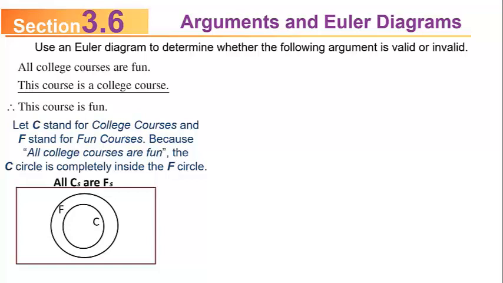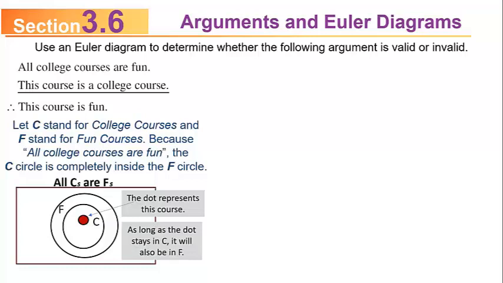And that's the Euler diagram for all C's are F's. So if you look at a representative course in our argument, you can see that as long as the dot stays inside the college courses circle, the C circle, it will also be inside of this F circle, which is the fun courses circle. So this course is fun is a valid argument.